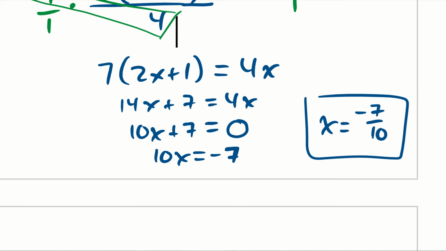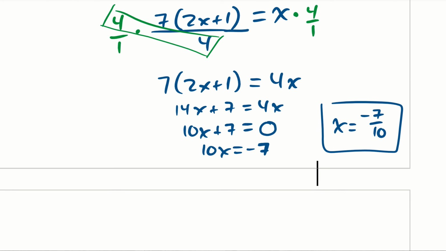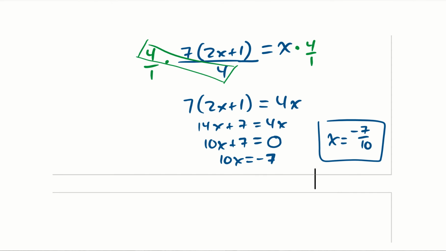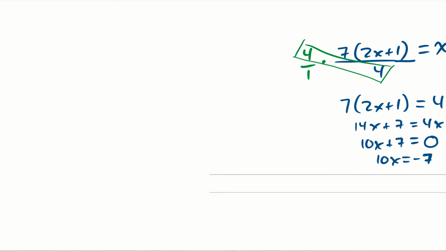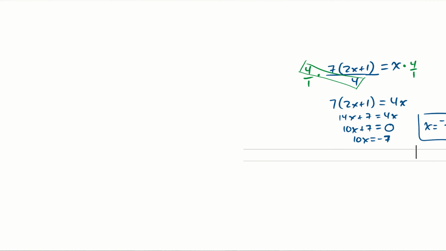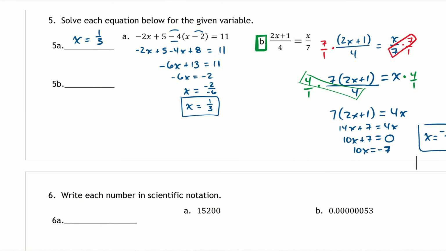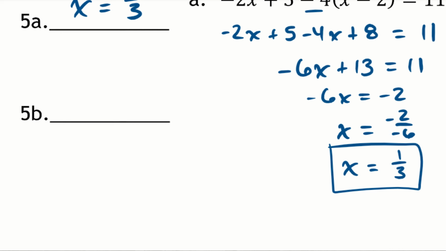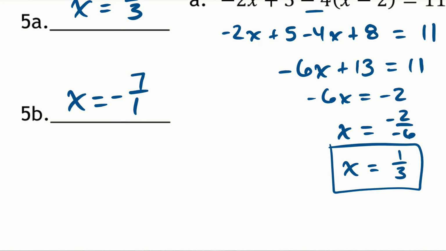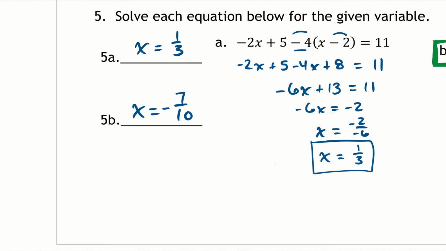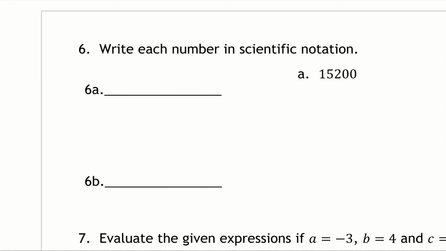And again, we need to talk about how we check those efficiently, how we check that our answers are correct. But for now, I'm not going to show a check. I'm just going to go ahead and write down my solution. X is negative 7 tenths. Great. Let's go to the next page. The next page has some problems that involve simplifying things that are written in scientific notation.